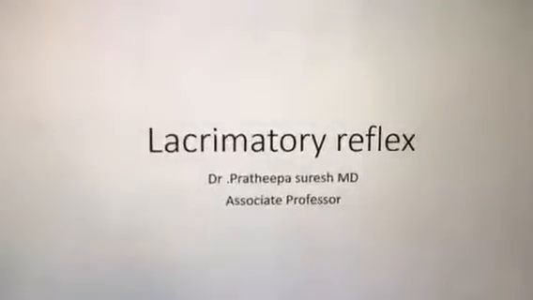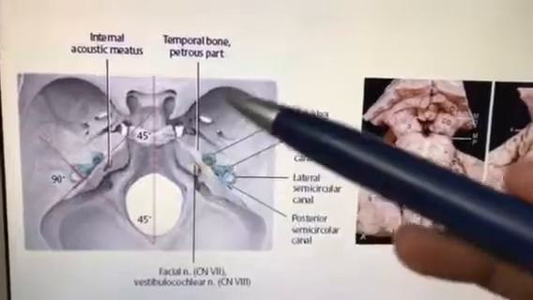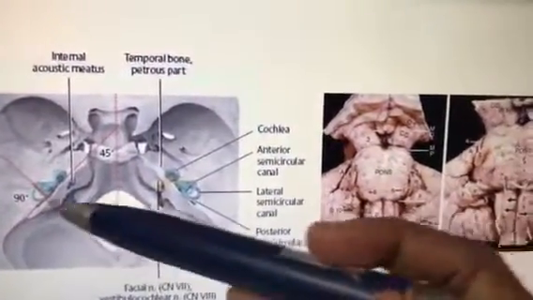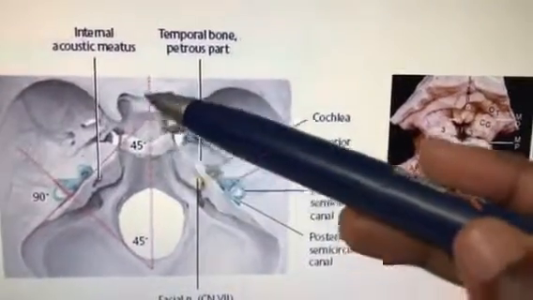In this video we are going to talk about the lacrimal reflex. Such an interesting thing we have to see. First, orientation. This is the base of the skull. This is the cranial fossa and here is the clivus. Here is the body of the sphenoid.